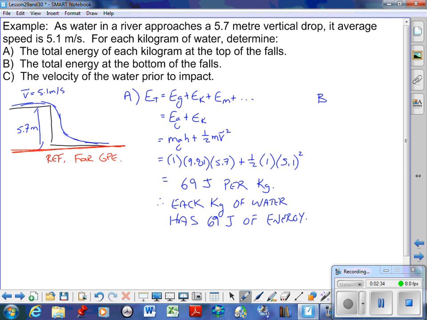So B part. What's the total energy at the bottom of the waterfall? So how much energy does the water have once it falls? The answer here, same thing. ET equals 69 joules. It's the total energy for the system. So the water doesn't lose it. What happens is it's converted to kinetic energy. So therefore, each kilogram still has 69 joules of energy.